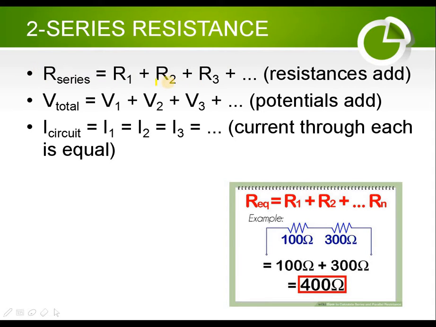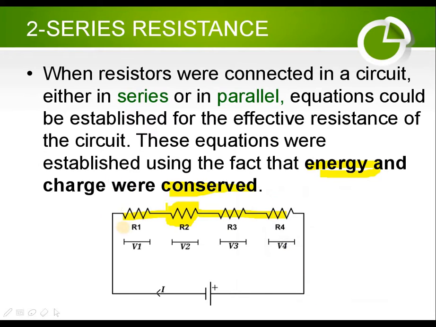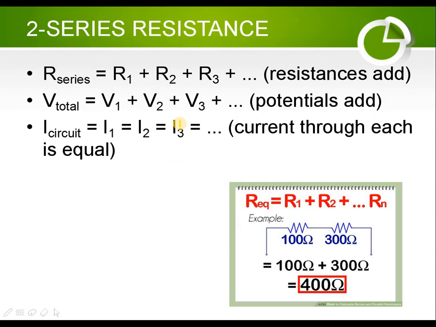In series, the total resistance is added up. For example, in the last slide I showed you R1 plus R2 plus R3 plus R4. Total resistance is the addition of all the resistances. We can write it as R total, or we can also write it as R series, because this is the series resistance.